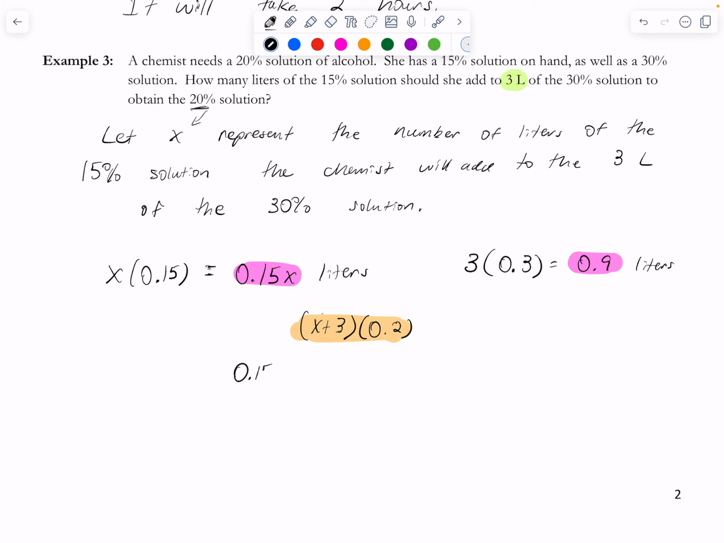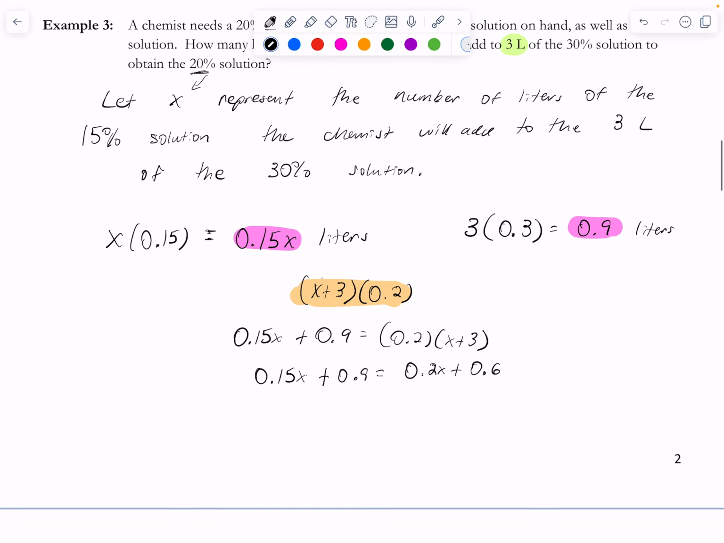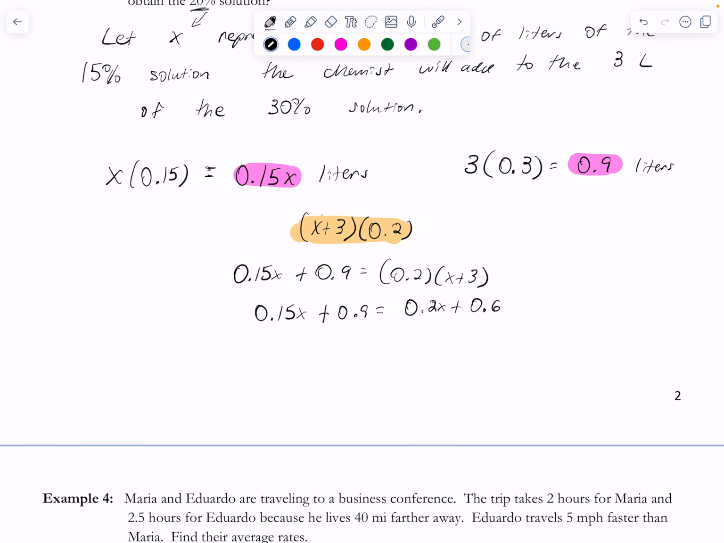So I have 0.15x plus 0.9 is equal to 0.2 times x plus 3. If those are the same, then we are going to find the value for x. So how many liters of the 15% we need to pour in to dilute the 30% to become a 20% solution. Okay, so leave the left side alone. Multiply the right side. You get 0.2x plus 0.6. I'm going to move the 0.15x over to get 0.05x. Move the 0.6 to the other side and get 0.3.